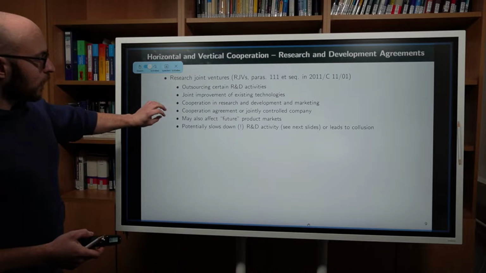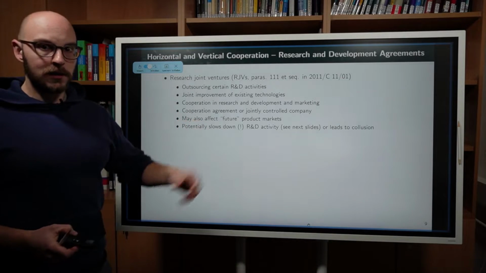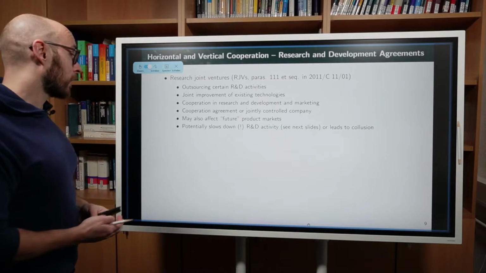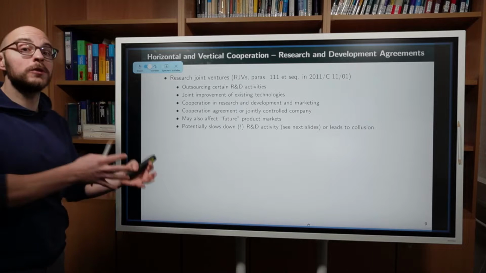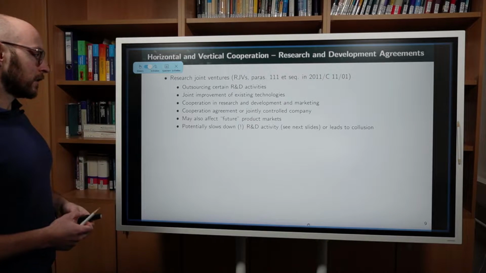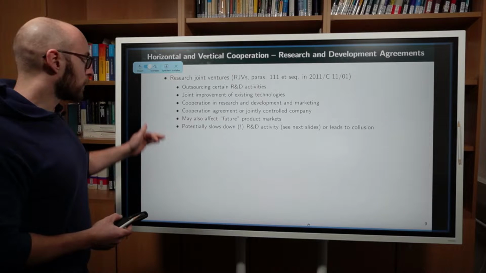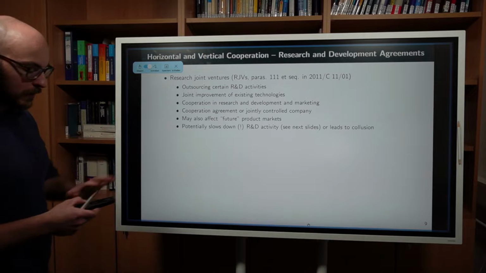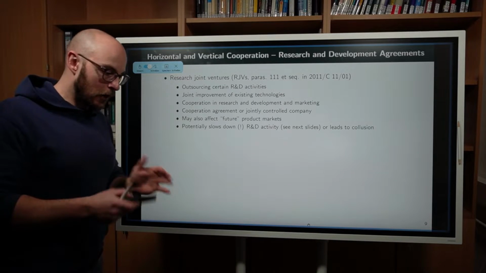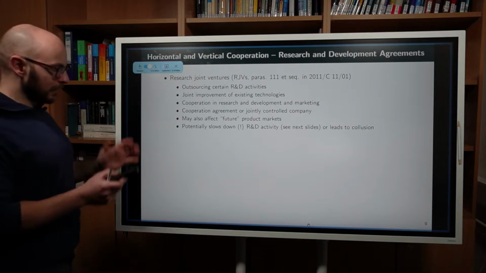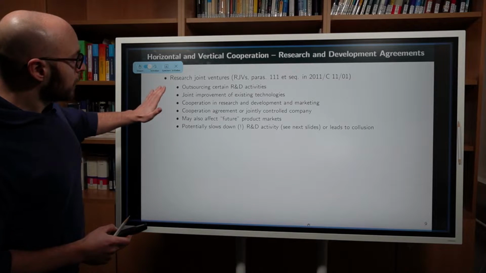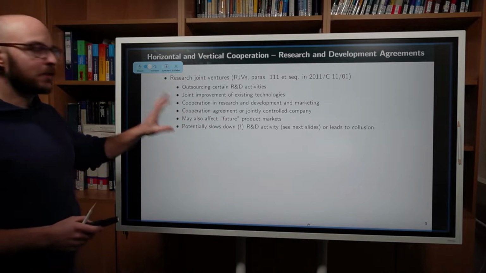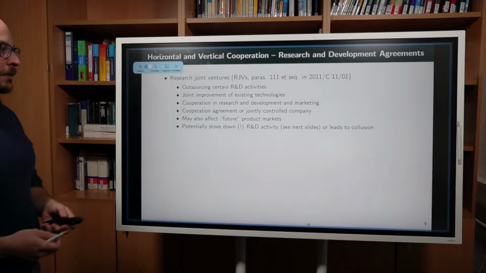The thing is that it also might affect future product markets, as by definition an R&D agreement is about R&D. So they could develop new products, and that would mean that future markets that don't exist today are actually affected. The problem is that it could lead to collusion, right? Because if we cooperate on R&D, then why shouldn't we talk about prices? But it might also lead to a situation that actually slows down R&D activity, and that's what we're looking at in the next slides.